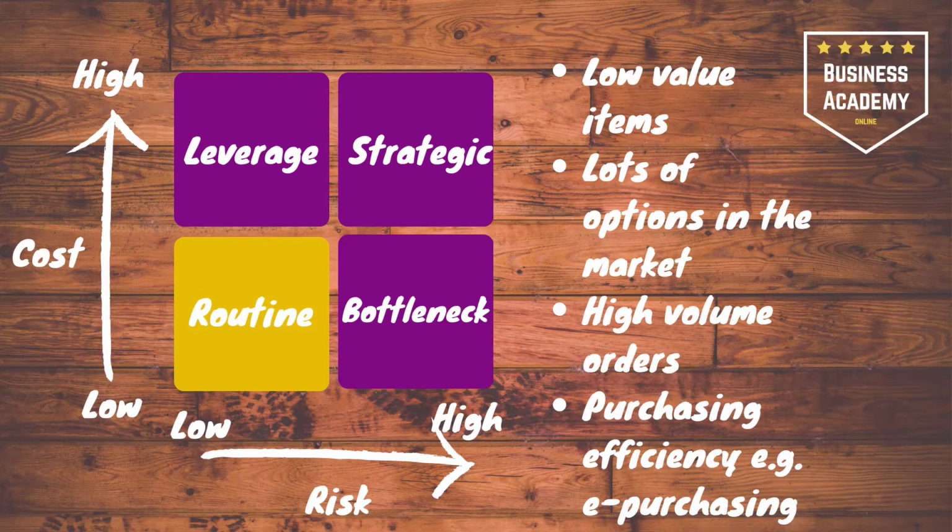Routine items. Routine items are low cost, low risk. These are our unimportant items. They're low value with lots of options in the market, and we usually order them in a high volume. I like to think of stationery as an example here. And therefore, we want to get purchasing efficiency. We want to reduce cost when we're purchasing and make it more efficient. So e-purchasing helps us do this.